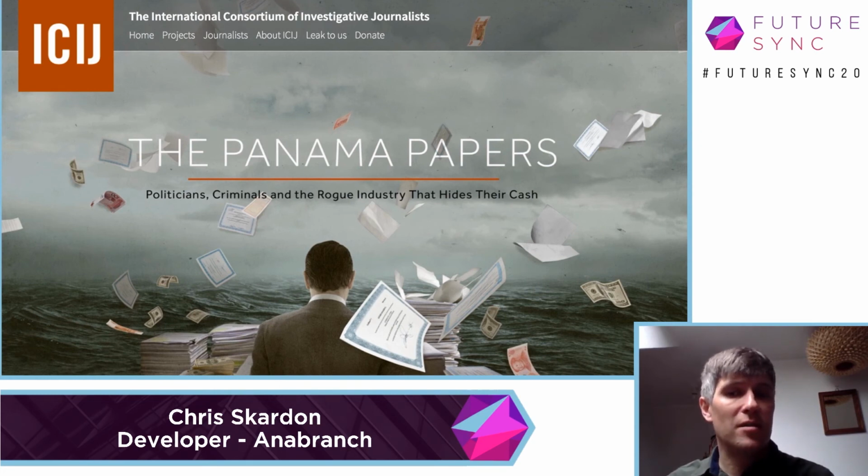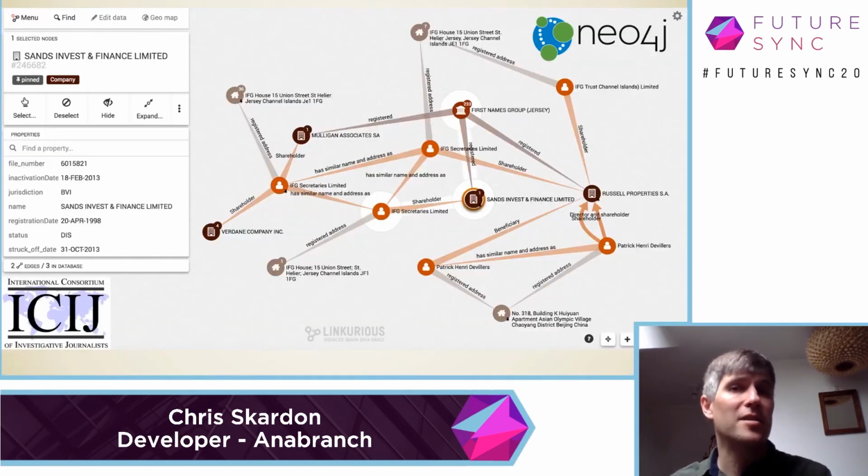The ICIJ took 11 million documents, roughly 2.6 terabytes of data, and working with engineers at Neo and another company called Linkurious, they stored all of this data into Neo4j and provided some user interfaces to look at it. And if you've ever looked at any of the pages about the Panama Papers on The Guardian, New York Times, you'll have seen something similar to this. And this is all powered from the database, which is run by Neo and the user interface by Linkurious.